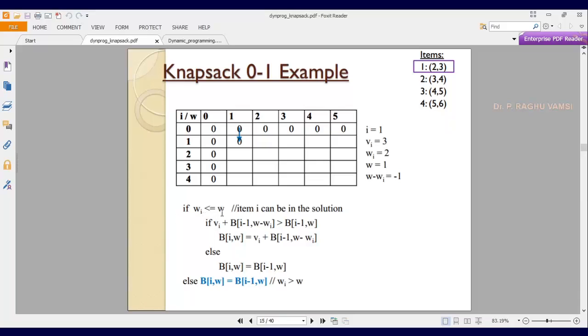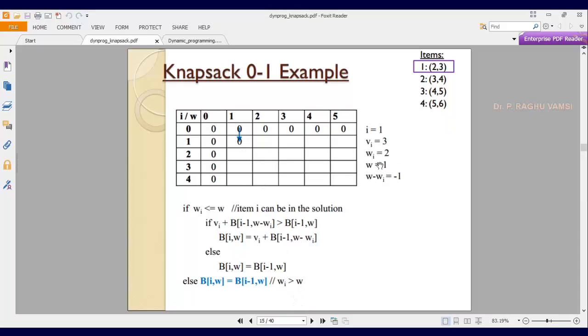Now, if wi is less than or equal to w: wi is 2, is 2 less than or equal to w, which is 1? Is it true? No, false. So we directly go to the else block. In this else block, b of i comma w is equal to b of i minus 1 comma w. So i is 1, w is 1, so b of 1 comma 1 is equal to b of i minus 1, that is 0 comma 1. Whatever value is there in 0 comma 1 will be directly placed here.